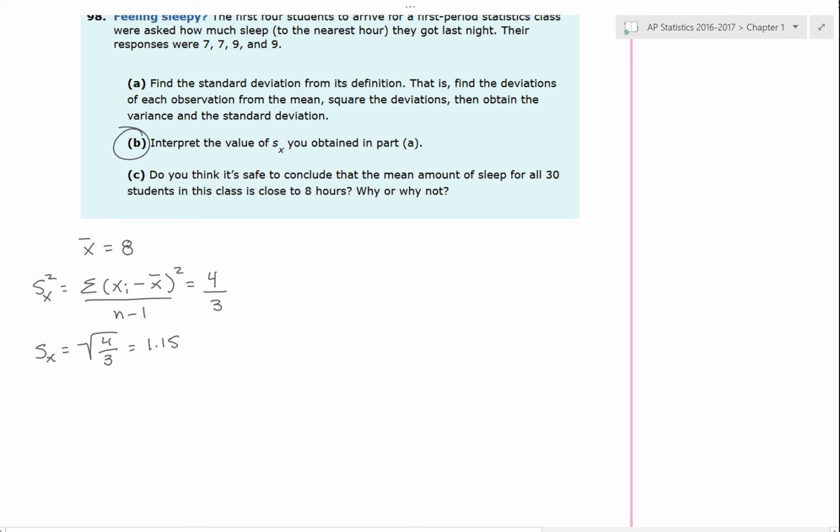Interpret the value of the standard deviation we obtained in part A. So who would like to practice that? This is part A, this is part B. Brendan, yes. On average, the amount of sleep per student deviates by 1.15 from the mean. Awesome. We're at 1.15, not 1.1, not 1. It's okay, either way. If I said the deviation is 1, that's fine, but I'd say write a little more than that. So 1.2, 1.5 is okay.